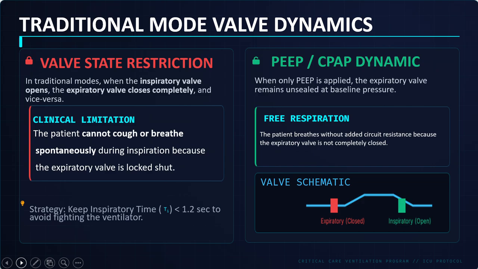Traditional mode, valve dynamics. Valve state restriction: in traditional mode, when the inspiratory valve opens, the expiratory valve closes completely. A clinical limitation: the patient cannot cough or breathe spontaneously during inspiration because the expiratory valve is locked. Strategy here: you can keep inspiratory time less than 1.2 seconds to avoid fighting with the mechanical ventilation.